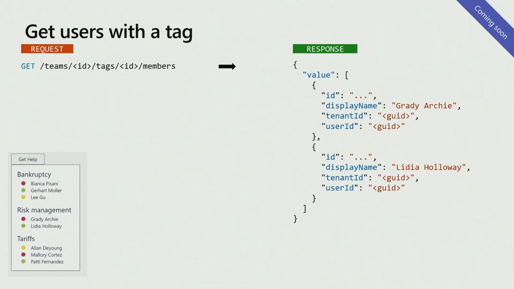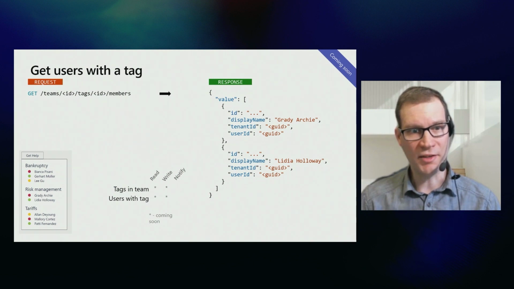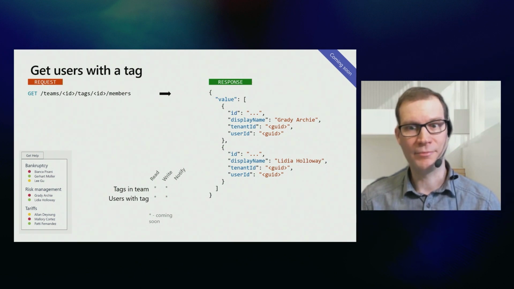With the tags APIs, you can figure out which members in an organization have a given tag, such as bankruptcy or the risk management tag. And so for each of those tags, you say GET teams/id/tags/id/members, and you get back a list of those people with that tag. And we're working on a full set of APIs for work tags, both reading and writing tags, not just for enumerating the particular users with the tag, but also what are the possible tags in a team.